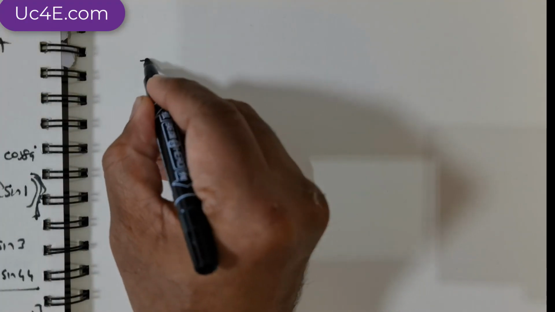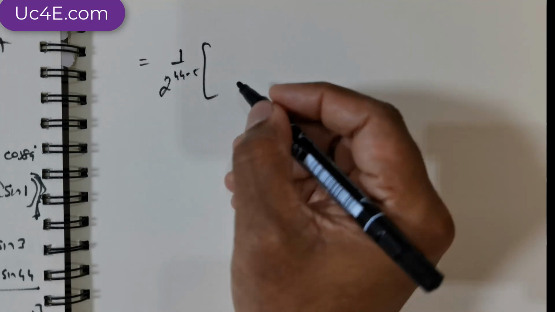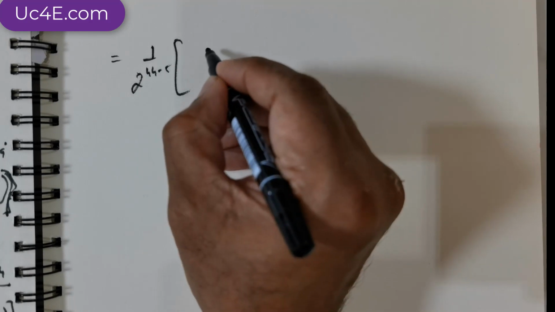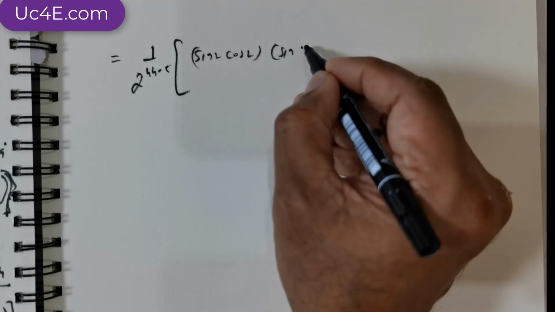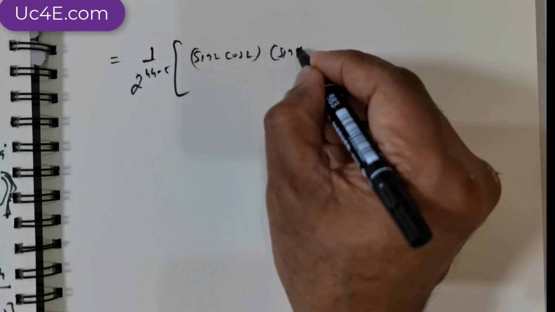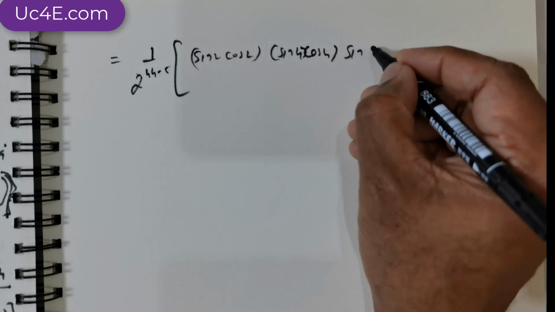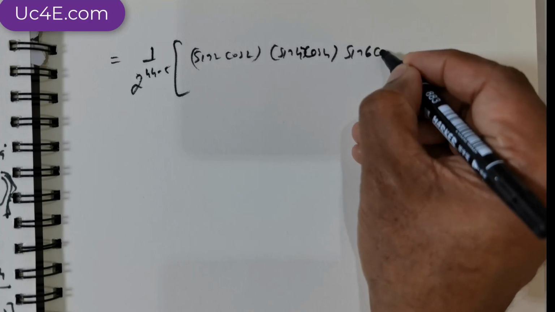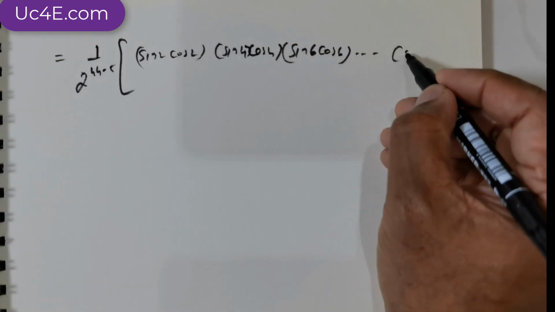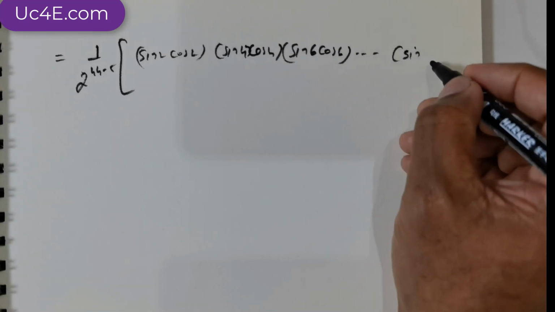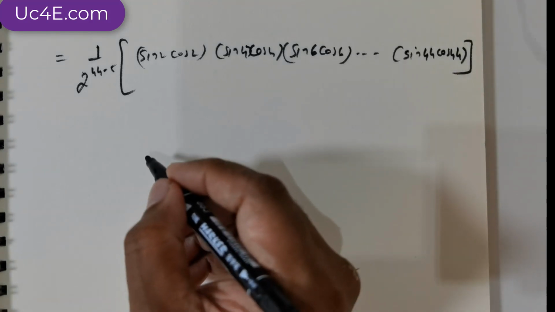If I were to club the terms, I would have 1 over 2 raised to the power of 44.5 times sine 2 cos 2, sine 4 cos 4, sine 6 cos 6, and all the way to sine 44 times cos 44. So this is what we would have.